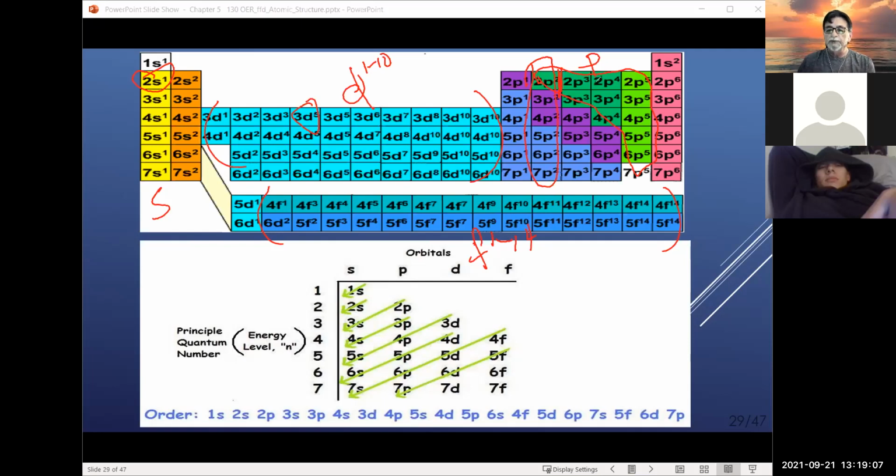Once you're past that, all these guys in here tend to want to gain electrons. They're nonmetals because they want to be like the noble gas in front of them, which has 8 electrons around it. That got a little messy there.